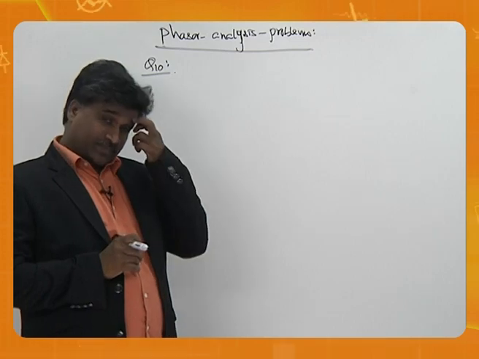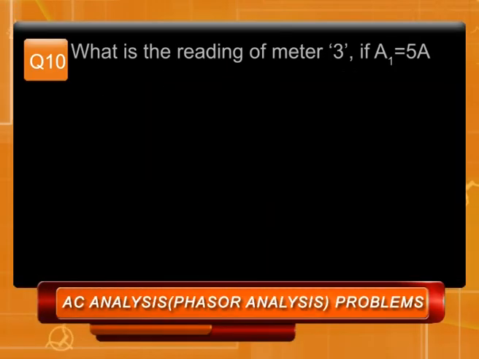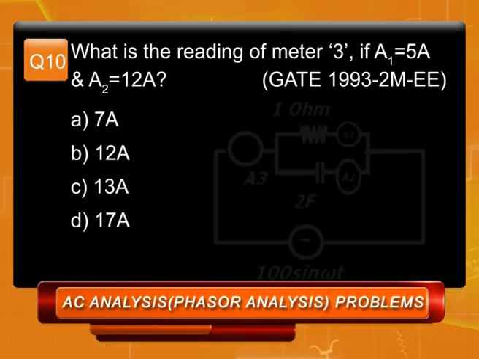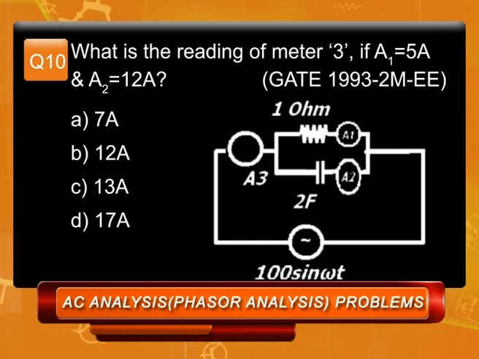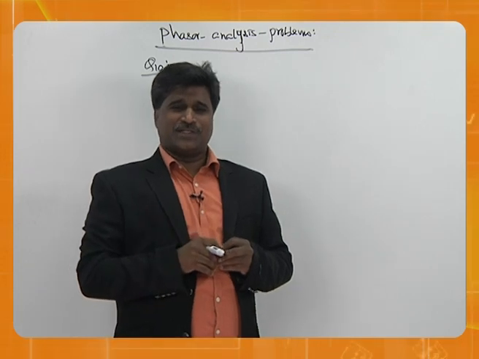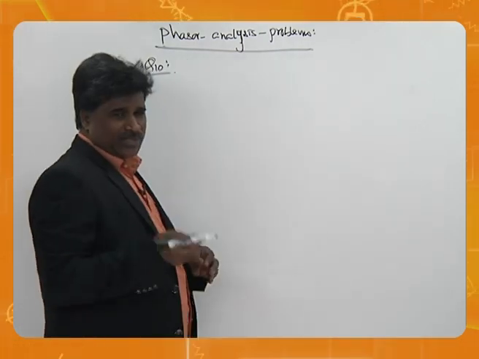Question number 10. What is the reading of meter 3? If A1 is 5 and A2 is 12, it is given in the figure. Options are 7, 12, 13, 17. I am reading the options very clearly because you need to know there is a trick here. Let me draw the circuit first.